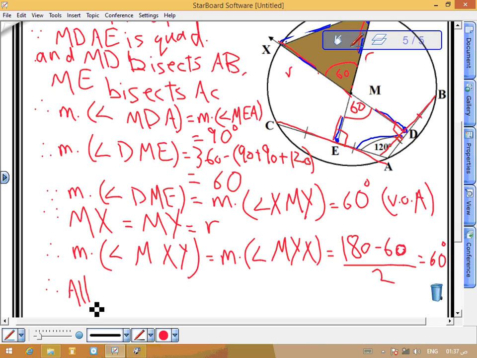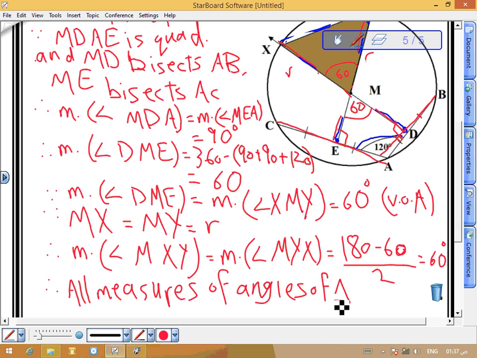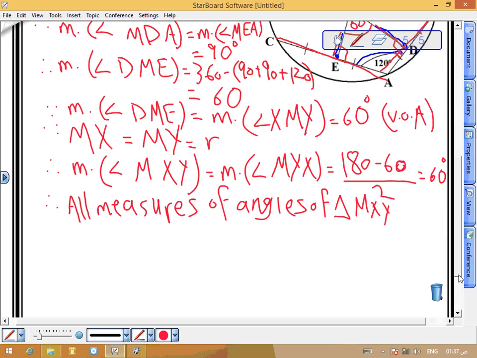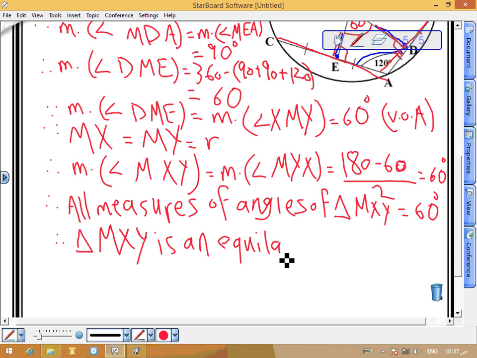Therefore all measures of angles of triangle MXY equal 60 degree. So triangle MXY is an equilateral triangle.